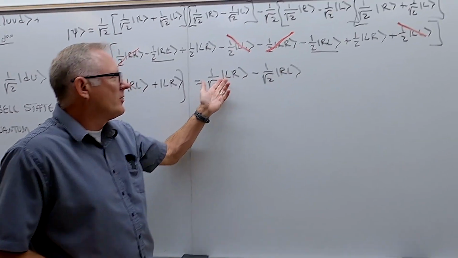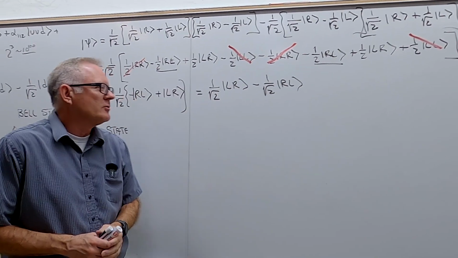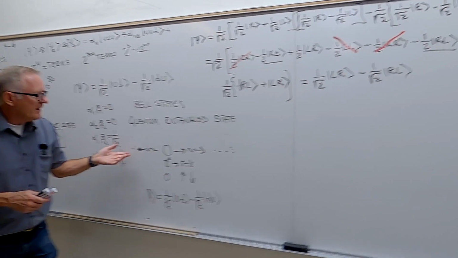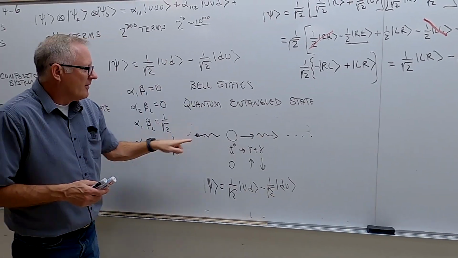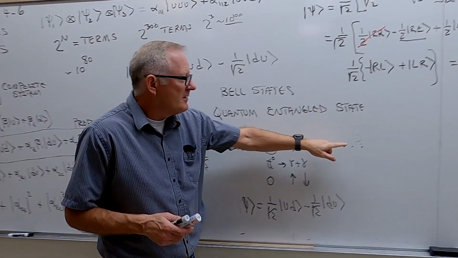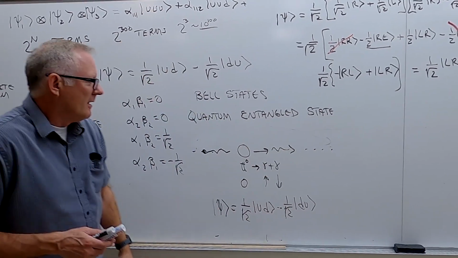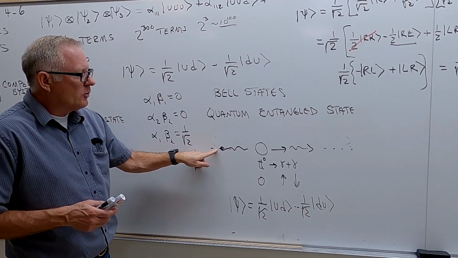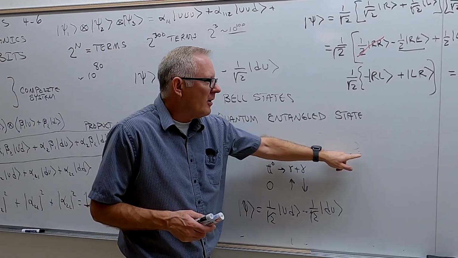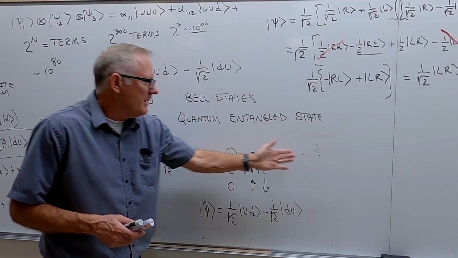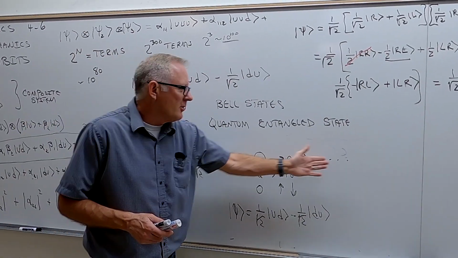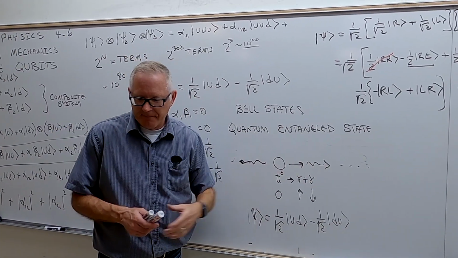If I measure the first one left, the other one becomes right. So over here, if I measure this up, this one becomes down. If I measure this one right, this one becomes left. I guarantee if I measure this one in, this one all of a sudden will become out. Boy, there seems to be something going on between here and here.